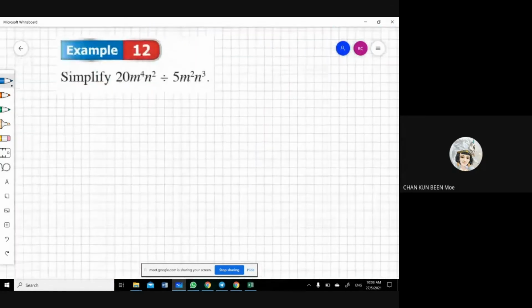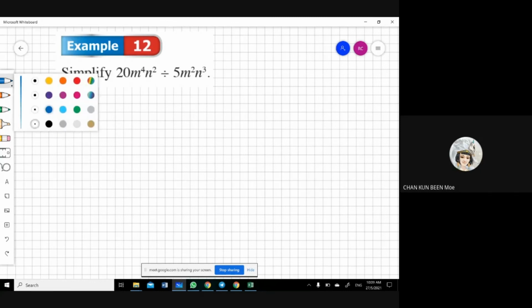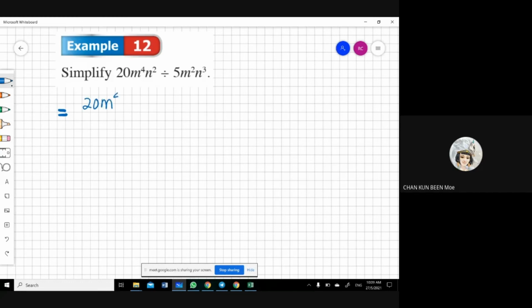So let us look at example 12 here. Simplify 20m to the power of 4 n squared divided by 5m squared n cubed. So how do we write? Usually you change it to the form of fraction. Hopefully you still remember how to change to fraction. Equal to 20m to the power of 4 n squared over, change it to fraction, 5m squared n cubed.